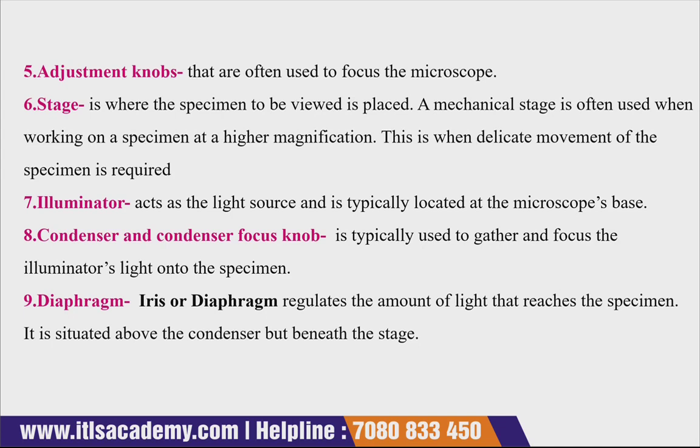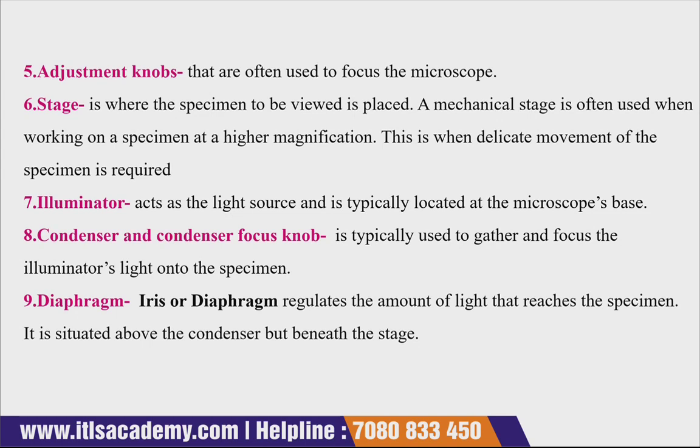Now comes the adjustment knob. What are adjustment knobs? Adjustment knobs are often used to focus the microscope. The stage is where the specimen to be viewed is placed. A mechanical stage is often used when working on a specimen at a higher magnification, whenever you are using any higher magnification. It is used when delicate movement of a specimen is required.